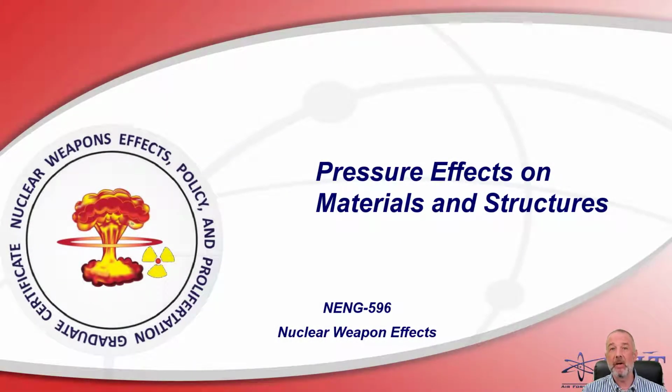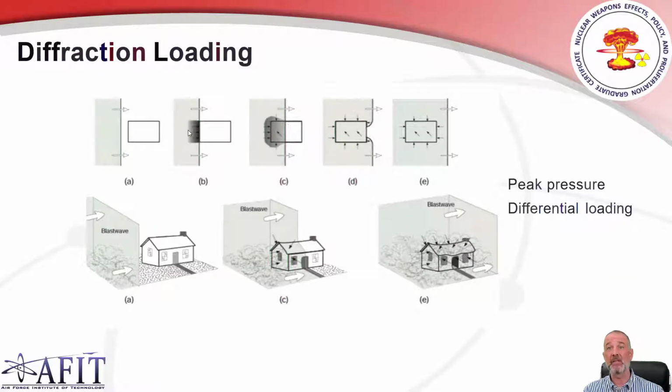So in this final lecture on blast and pressure from a nuclear weapon, we're going to be looking at effects on materials and structures. Now there's two types of pressures, as we've learned previously. There is overpressure and then there's dynamic pressure. You know, the shock wave, the front of the shock wave itself, and then the moving air behind the shock wave. Now these two things interact very differently with materials, structures, and objects.